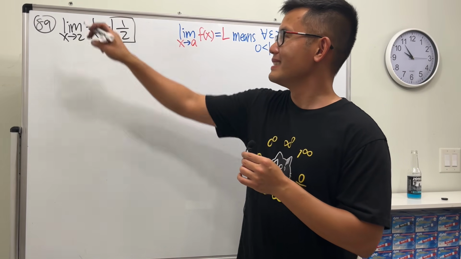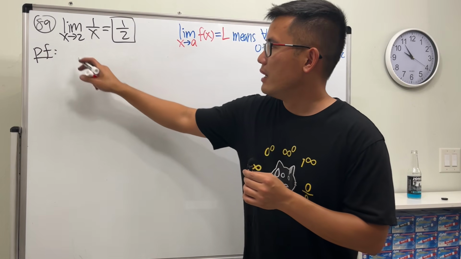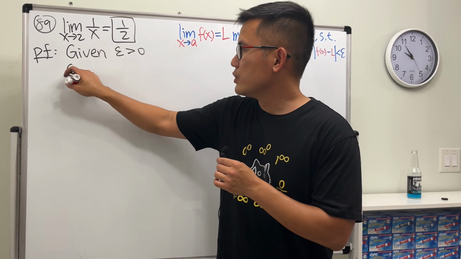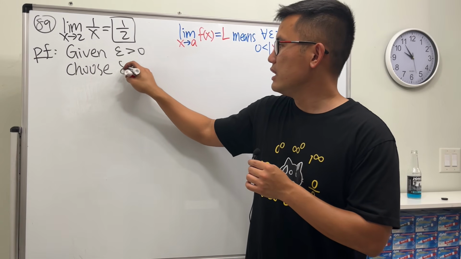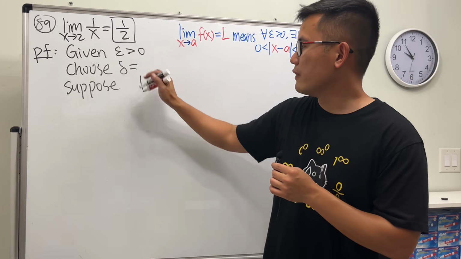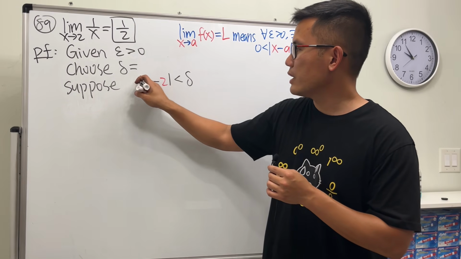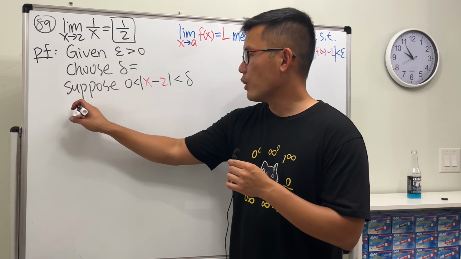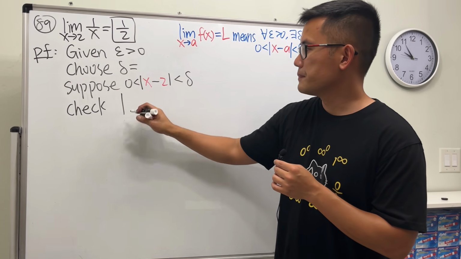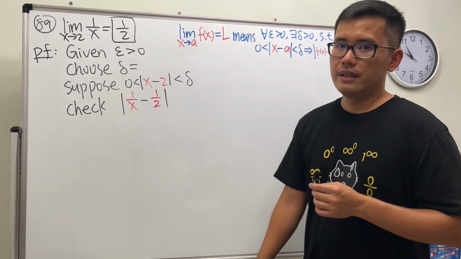1 over 2. Let's take a look at the proof of it. Here we go. Proof. Okay, given epsilon greater than 0, choose, I don't know yet, leave it. Suppose we have the absolute value of x minus 2 is less than delta and then greater than 0. Then hopefully we can get the absolute value to work for this. We want the function minus the limit. Now let's do the algebra for this.